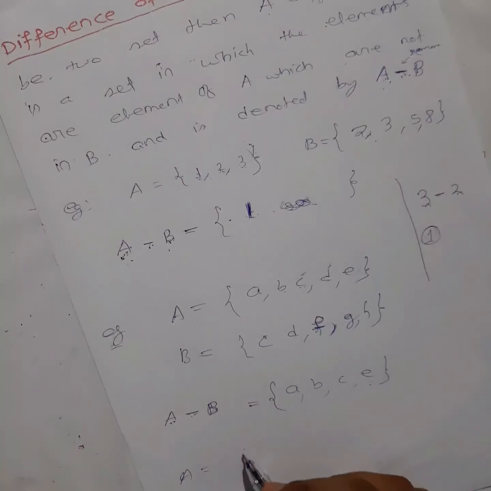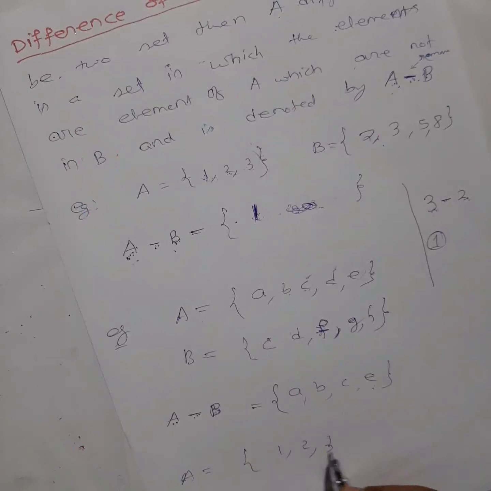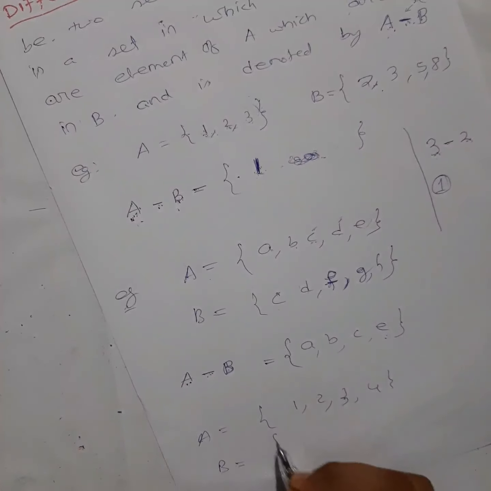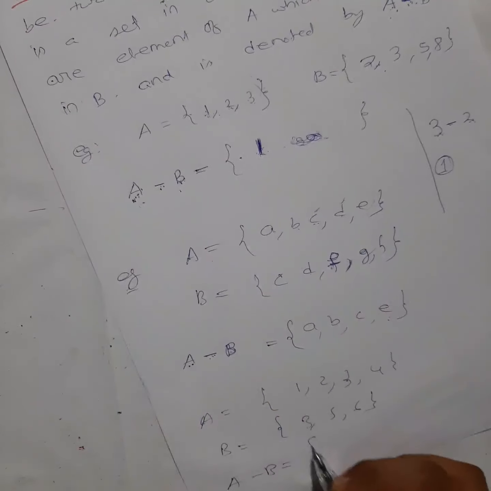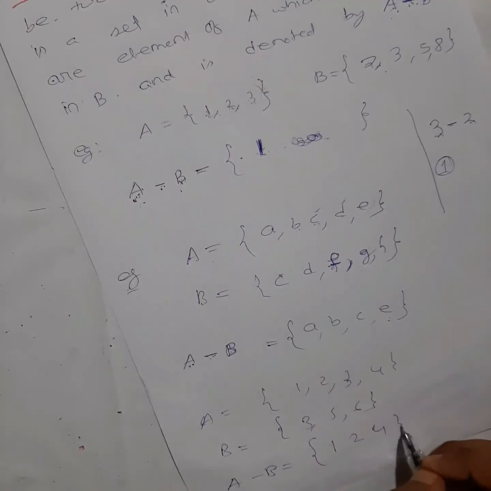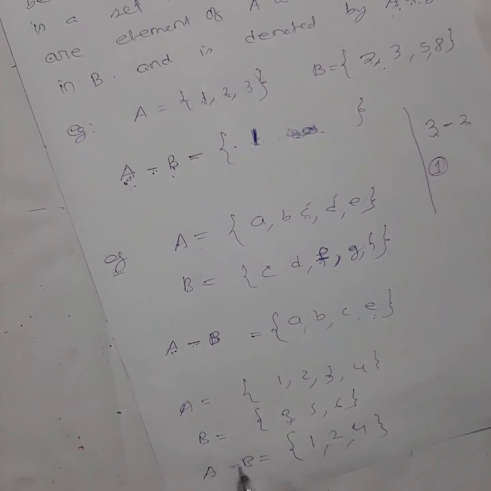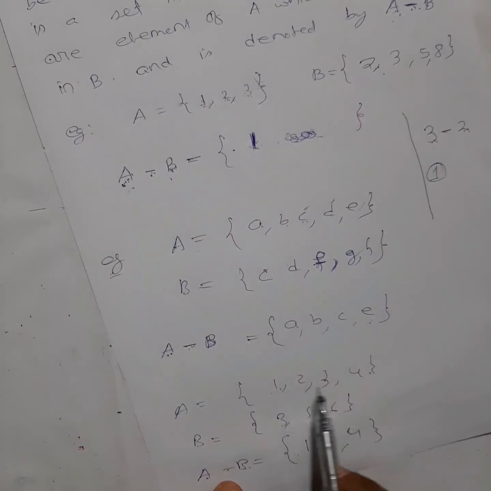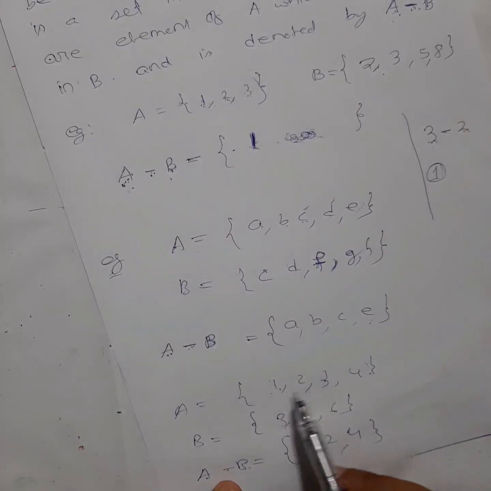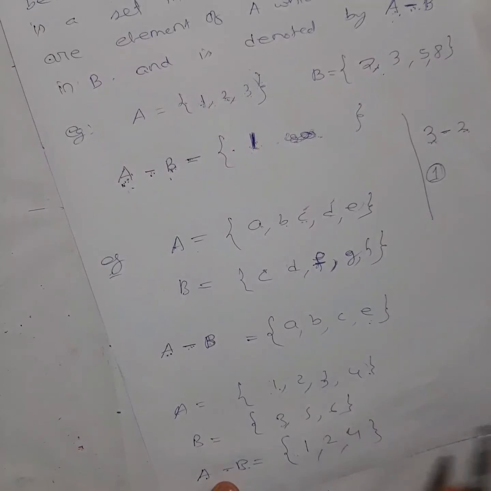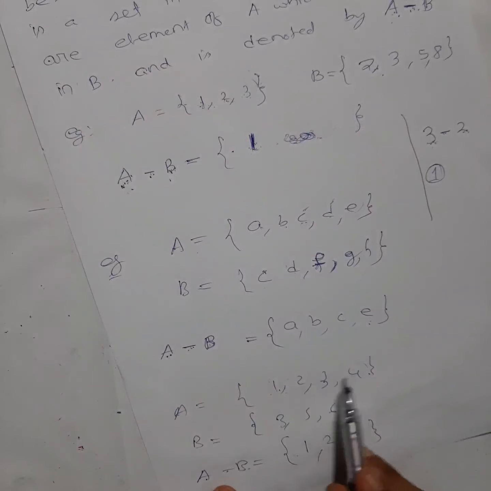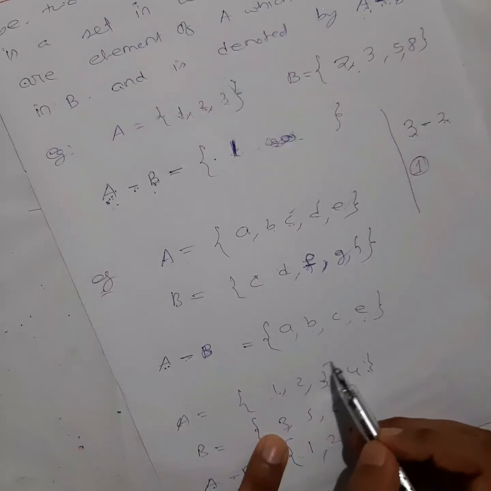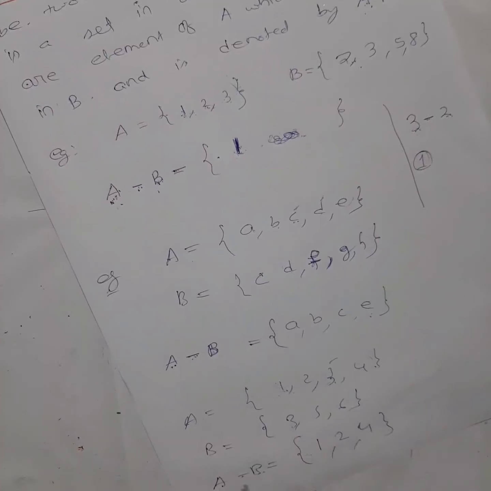Okay. Another example. A is 1, 2, 3, 4. B is 3, 5, 6. So what will be A difference B? Here 1, 2, 4 will be the elements, right? A difference B, because from A, here only A elements will be there. B elements cannot be there, first thing, okay? And from A also, all elements cannot be there. Those elements which are there in B, you have to remove. So you can see 1, 2, 3, 4, out of this, which one is in B? Only 3, right? So we have to remove this, whatever is left over, that will be your A minus B.